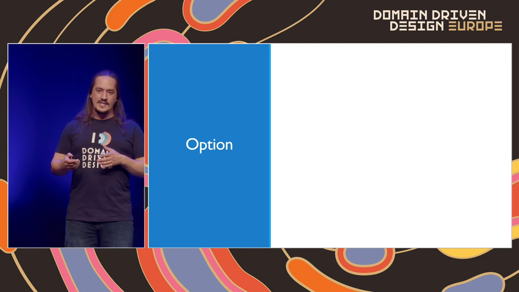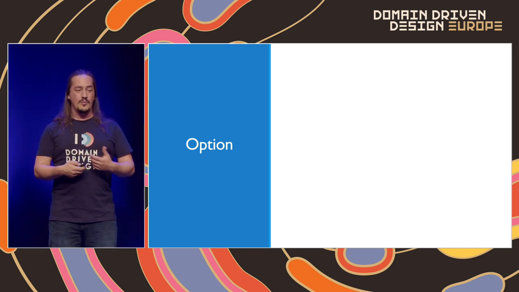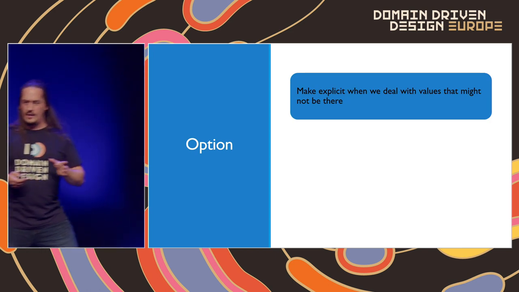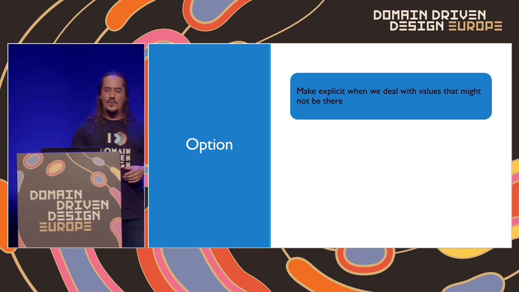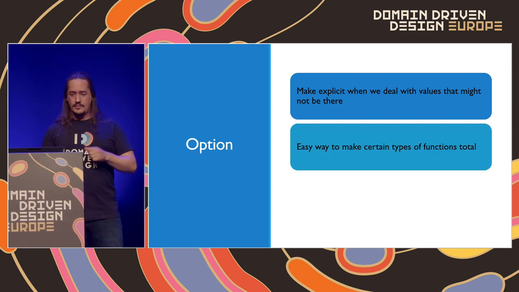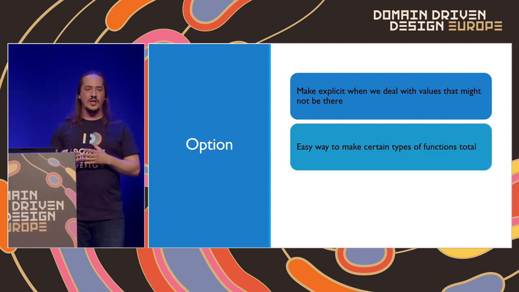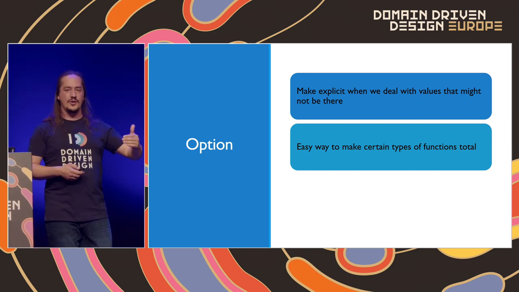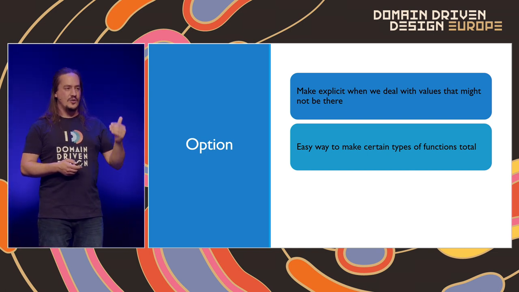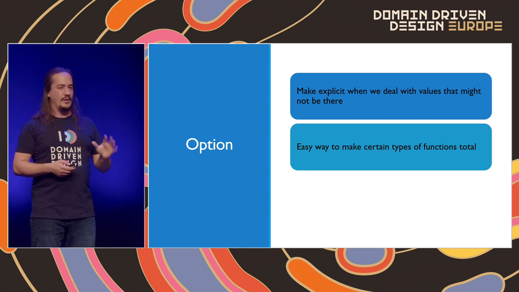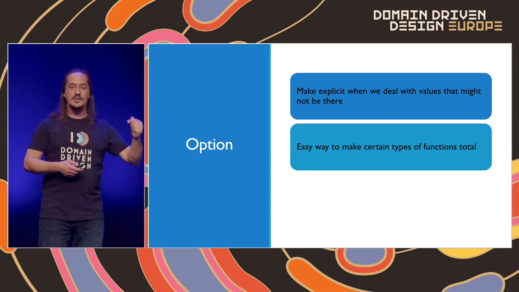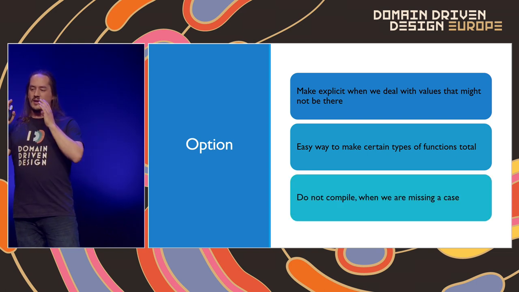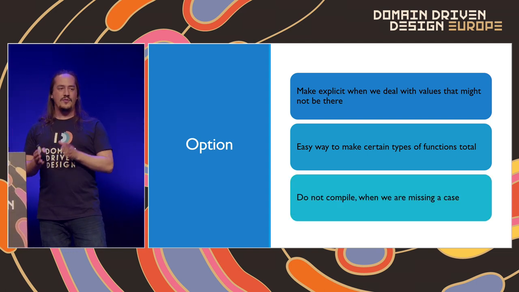So with all that said, option is a really good type, option and return types as well. And it helps you to make explicit when we deal with values that might not be there. It's really easy to make certain types of functions total, meaning for every parameter you enter, you will definitely get a type-safe outcome. So there are no undefined states anymore. And it does not compile if you don't deal with it.